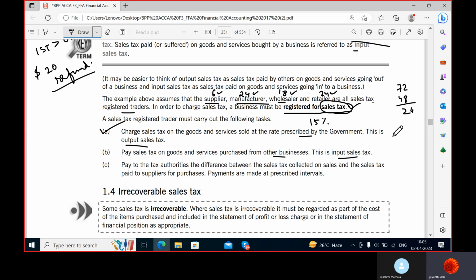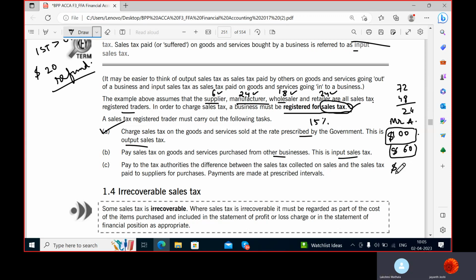Now here we'll see a different scenario. Again, we'll take the example of Mr. A. Mr. A is a business person and he has made sales and collected an output sales tax of $100. Okay. Now he has also purchased goods, and for that he has made a payment of $60 as input sales tax. So his obligation is to pay $100 to the tax authorities, out of which $60 has already been paid by him. So how much does he need to pay to the tax authorities ultimately?